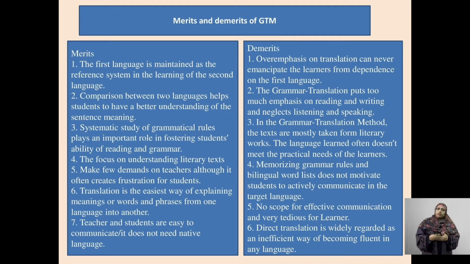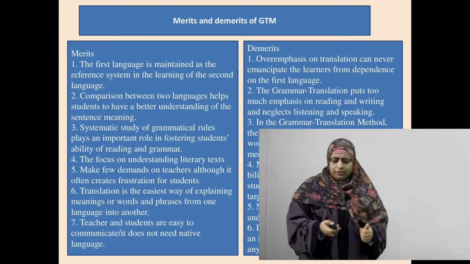Direct translation method is also widely seen as an inefficient way of becoming fluent in any language. If we use this bilingual and mother tongue as well as the English, fluency and accuracy will not be there in the speaking skills. So these are the drawbacks of this grammar translation method.